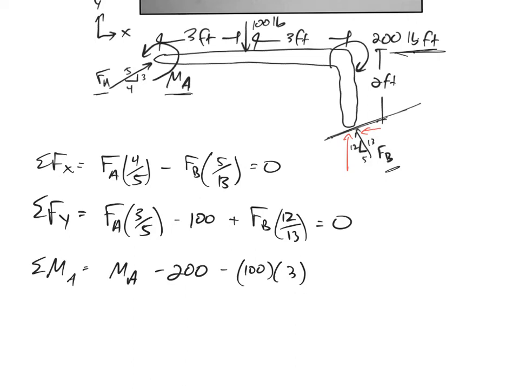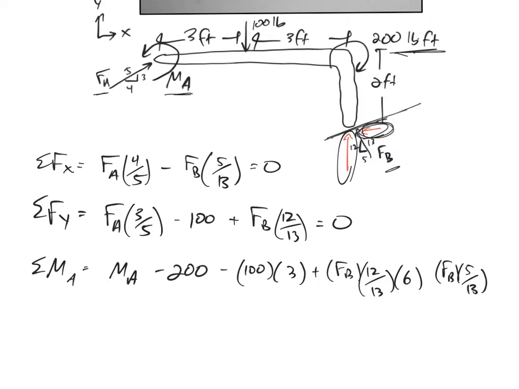So the FB, the 12/13 component right here, would be acting a perpendicular distance of 6 feet away, creating a positive moment. And then FB, the 5/13 component, that would be this component right here, acting a perpendicular distance of 2 feet away. That would be creating a negative rotation, a clockwise rotation, so the moment arm would be 2.